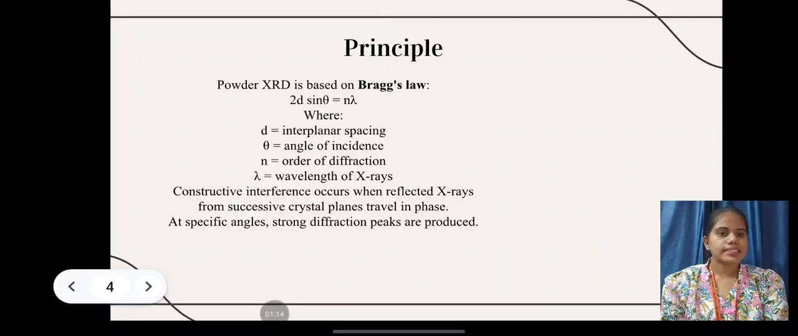Principle. Powder X-ray diffraction is based on Bragg's law. 2d sin theta equals n lambda, where d is equal to interplanar spacing, theta is equal to angle of incidence, n is equal to order of diffraction, lambda is equal to wavelength of X-rays. Constructive interference occurs when reflected X-rays from successive crystal planes travel in phase at specific angles. Strong diffraction peaks are produced.